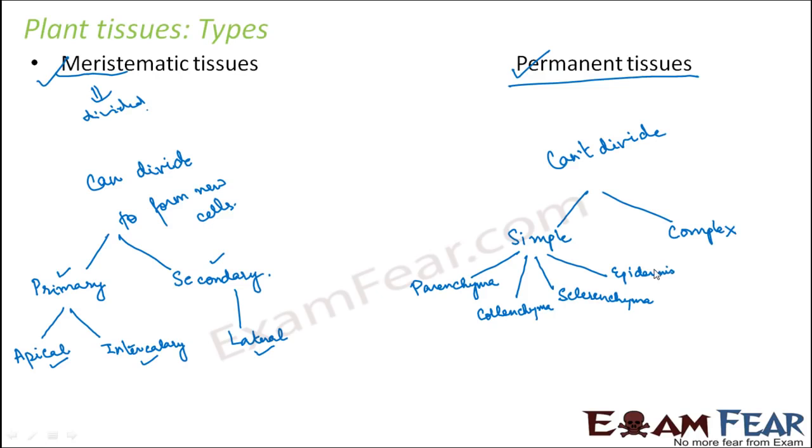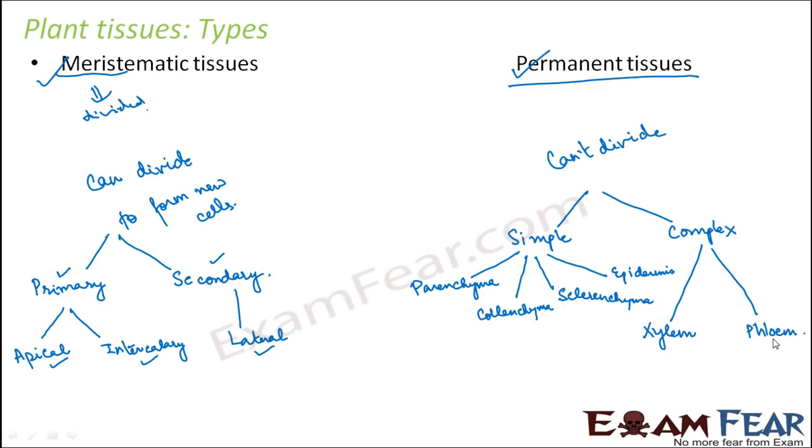Now you might be wondering about such tricky names, but not to worry, we will talk about each of these tissue types in our coming slides. Again, under complex permanent tissues, we will talk about two complex plant tissues. One is xylem and the other one is phloem. As I said, we will discuss each of these types in detail one by one.